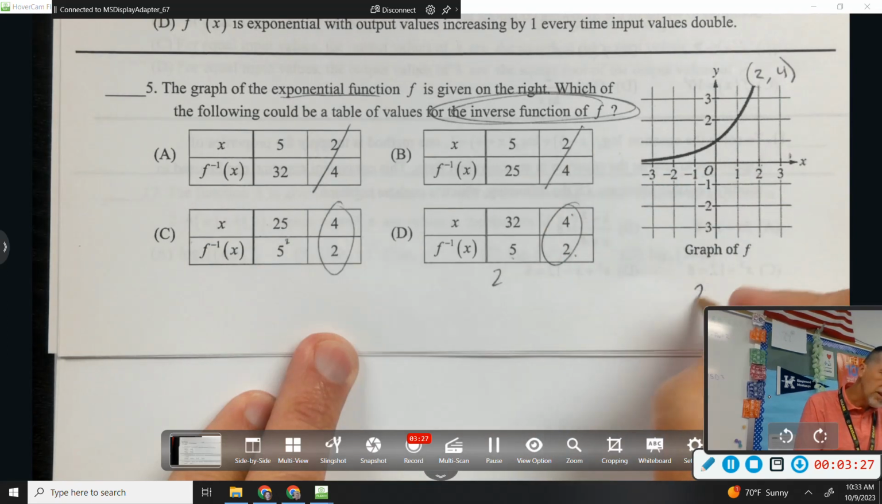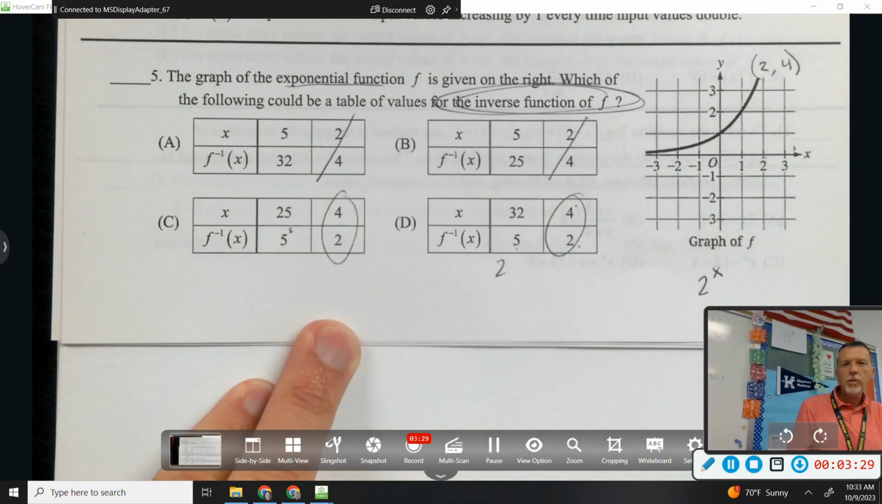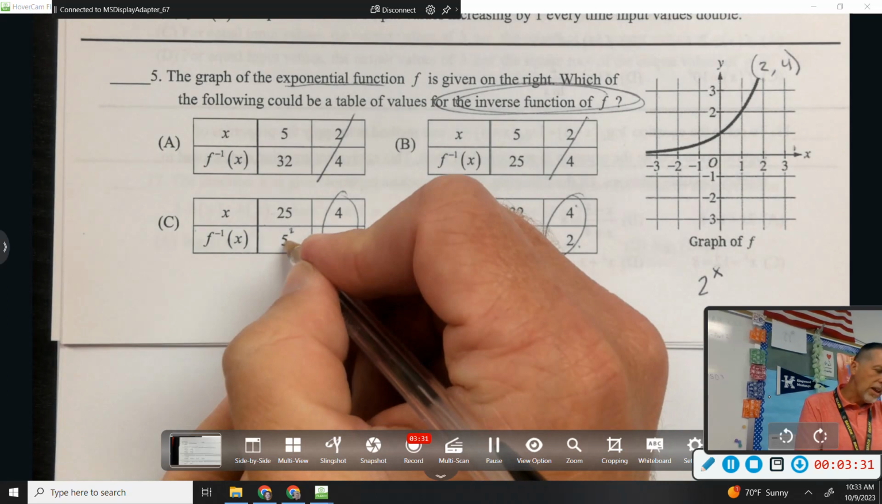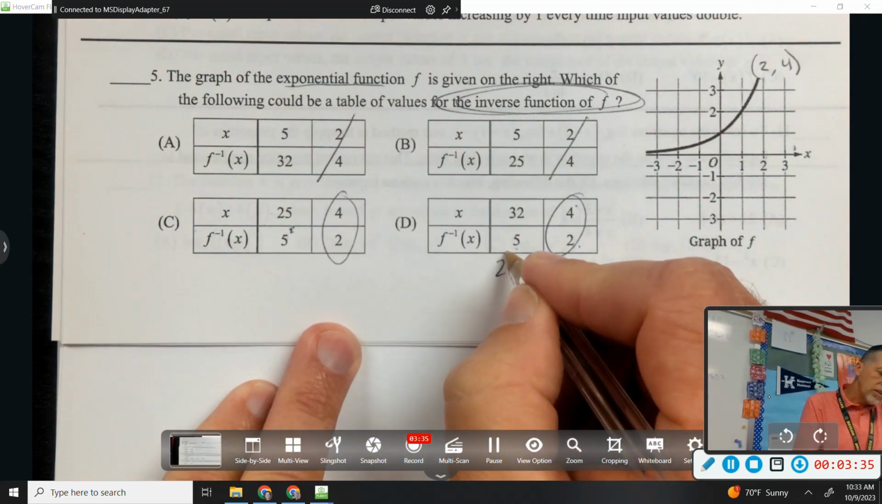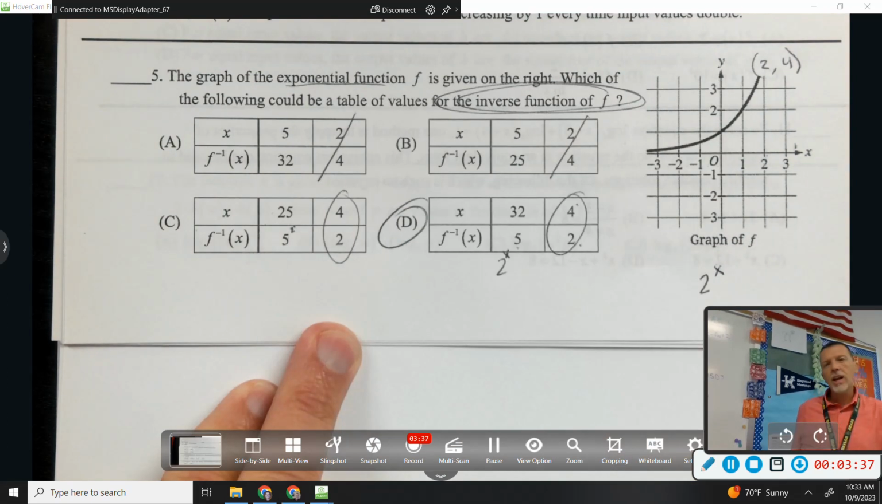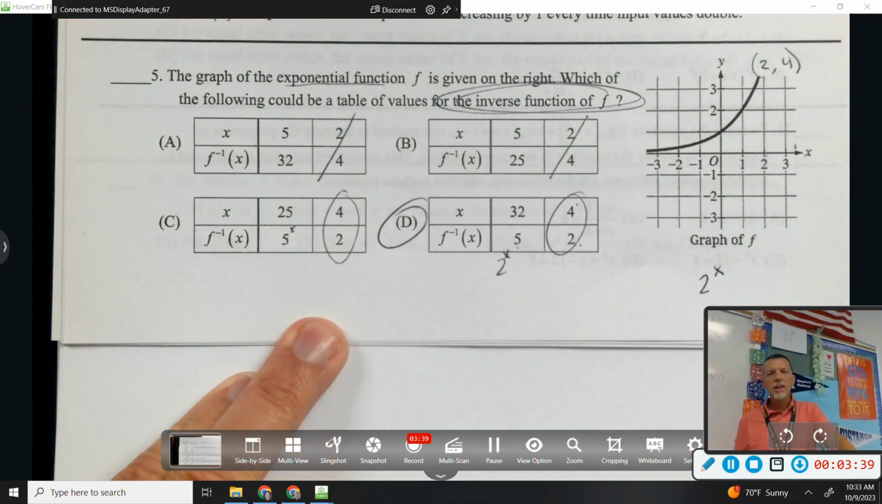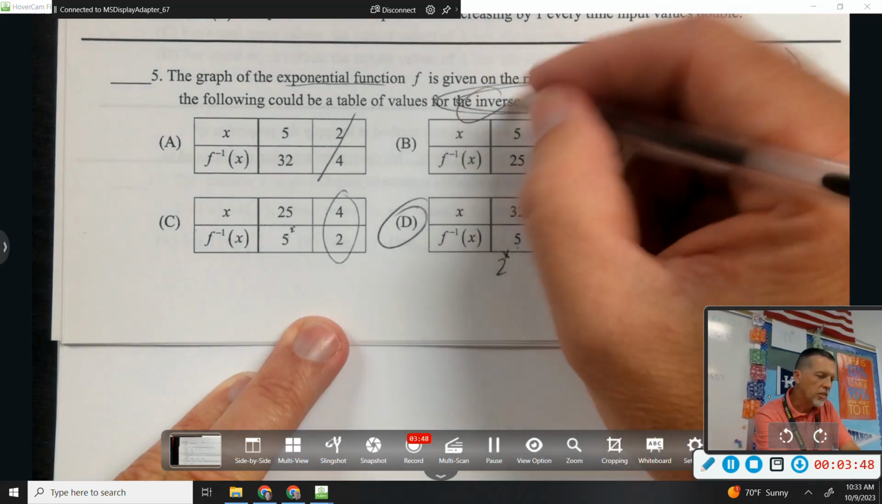Exponent would be 2 to the x. So I want 2 to a power, not 5 to the 2. So I need answer choice D. Again, be super careful. Read the questions. Inverse, not original.